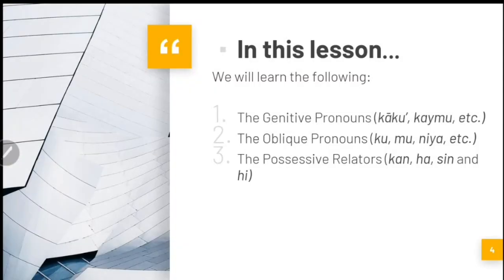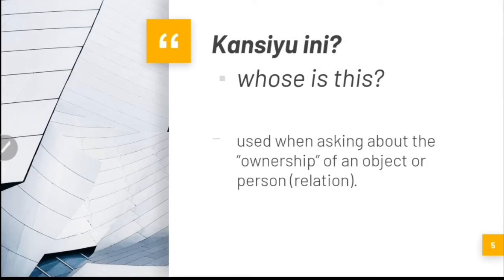In the previous lesson, we already discussed the genitive pronouns, and we also discussed the possessive relators kan and ha. So in this lesson, we will discuss the second part, which is the oblique pronouns and the remaining possessive relators sin and he. Okay. So KANSIYU INI again, who is this?